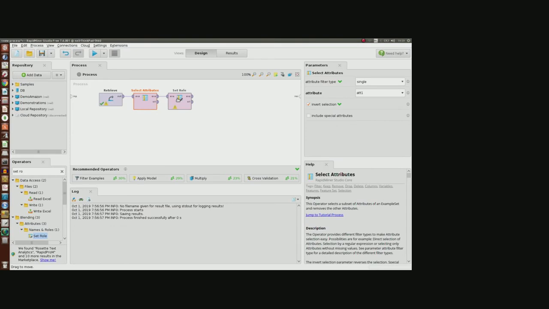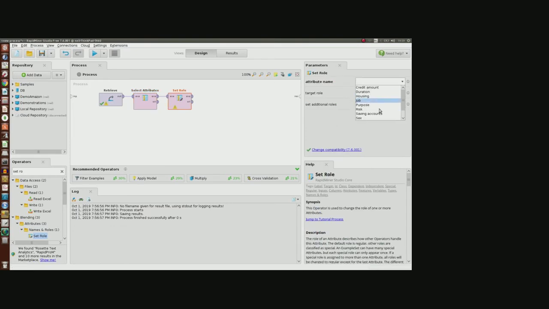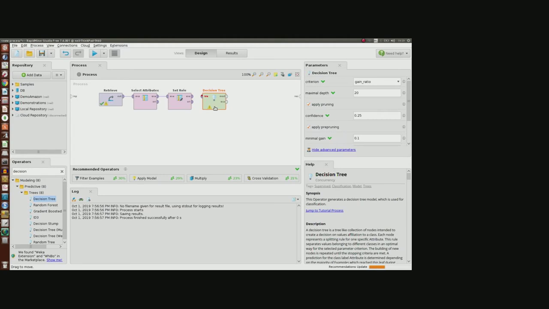So we just use this thing here and we say that risk is our label. So that'll set that. And now this is ready, we can put it into a model. As I said, we're just going to be using a decision tree. It's very easy to visualize and to see the output.